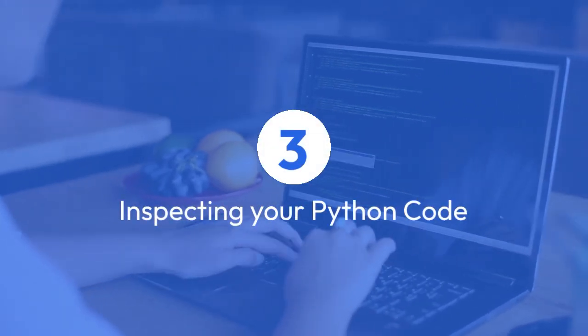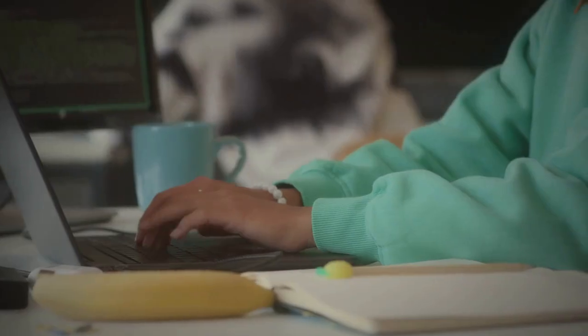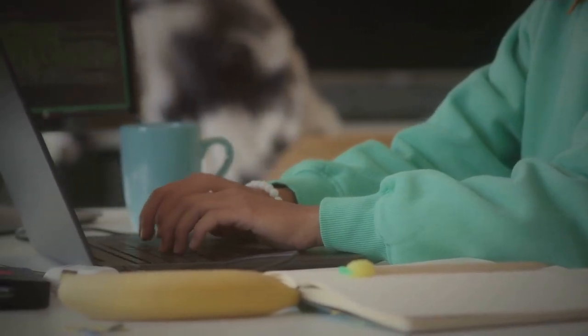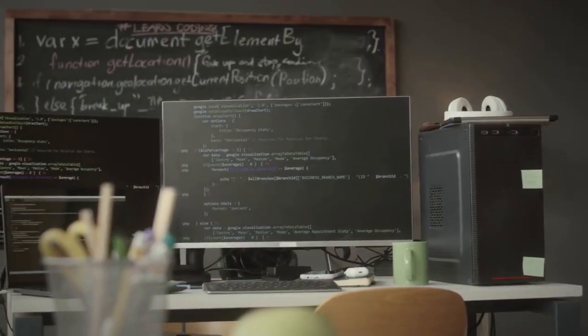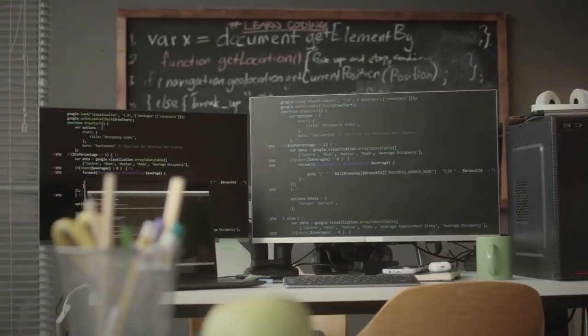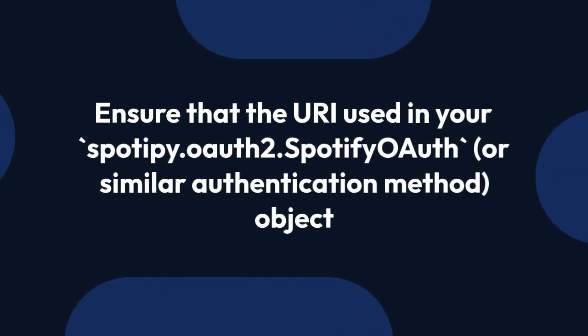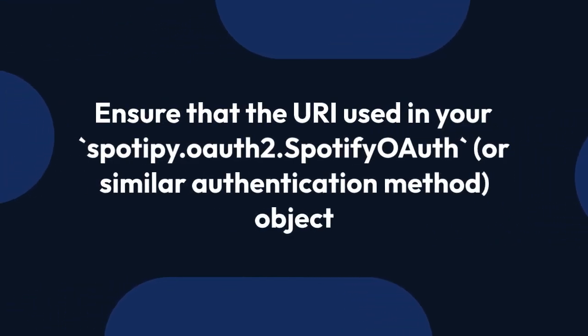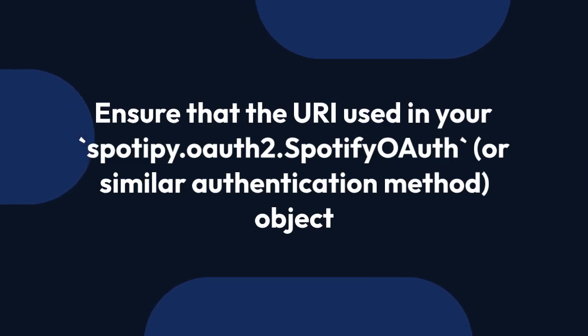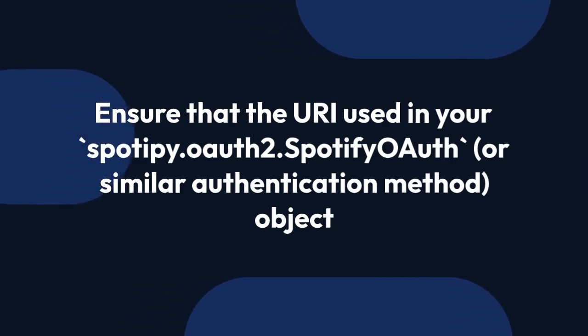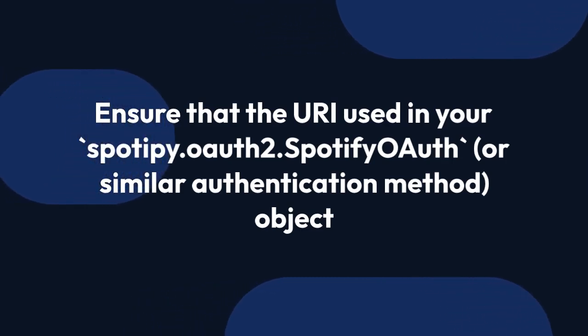3. Inspecting your Python code. Your Python code needs to use the requests library, the Spotify library, or similar, and the correct redirect URI when initiating the authentication flow. Ensure that the URI used in your Spotify OAuth2 or similar authentication method object perfectly mirrors what's in your Spotify dashboard.